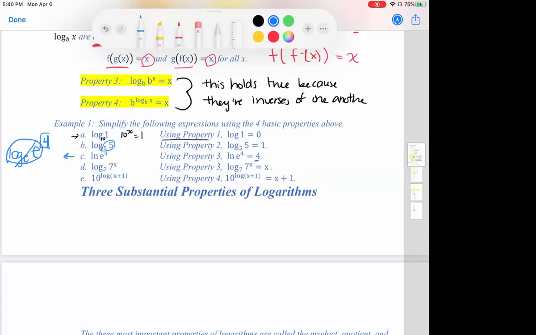For D, our answer is just x. For E, the log and the exponent both have a base of 10, so our answer is x plus 1. And you'll see these answers right here.